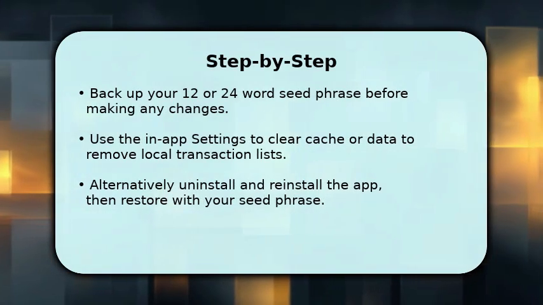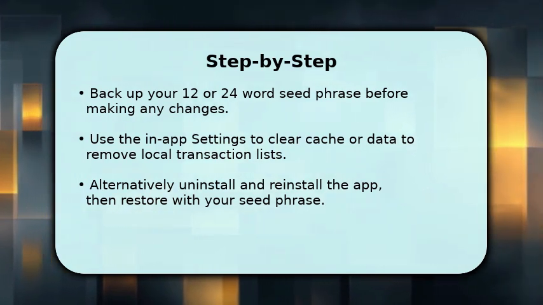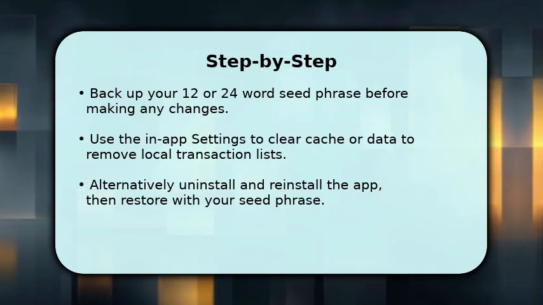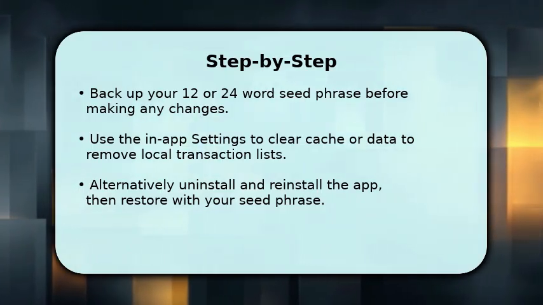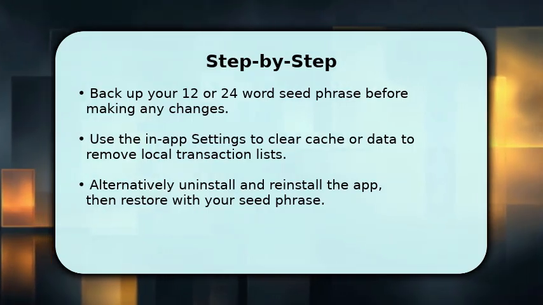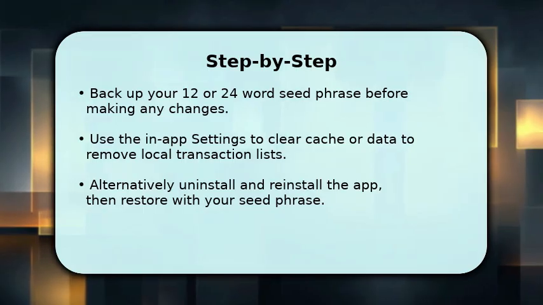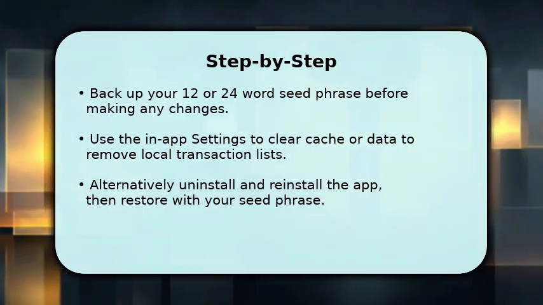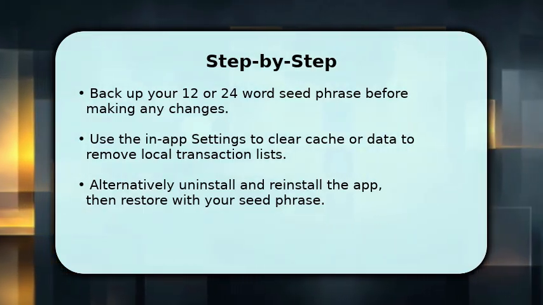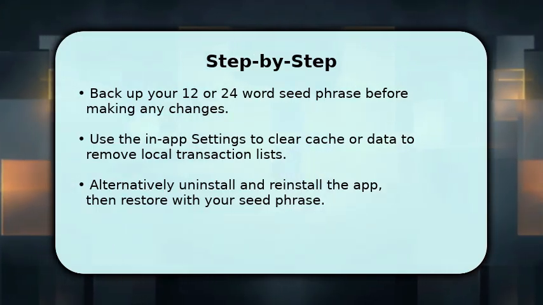Now we'll walk through each step with clear instructions. Start by writing down your seed phrase exactly as shown and store it offline. Open Trust Wallet settings and choose the option to clear cache or clear app data, depending on your device. If you prefer a fresh start, uninstall then reinstall and restore using your seed phrase. Finish by checking your wallet balances and token list to ensure everything restored correctly.